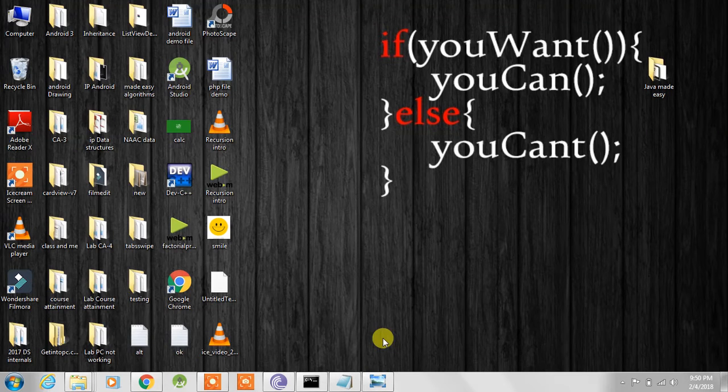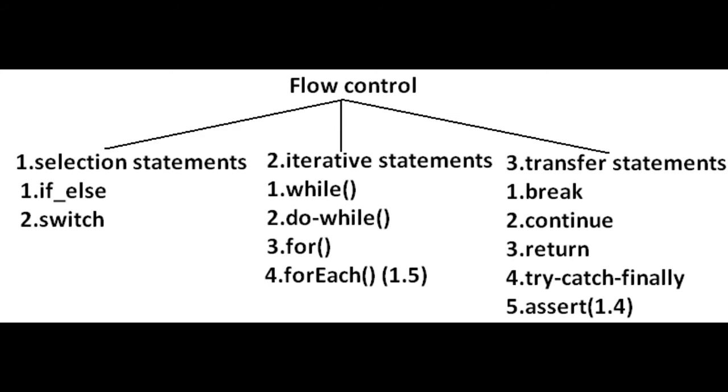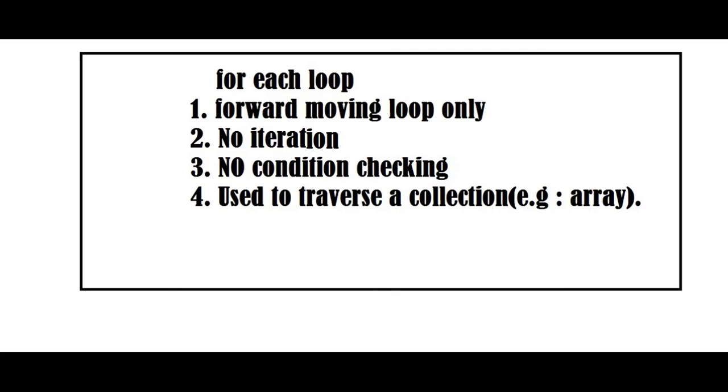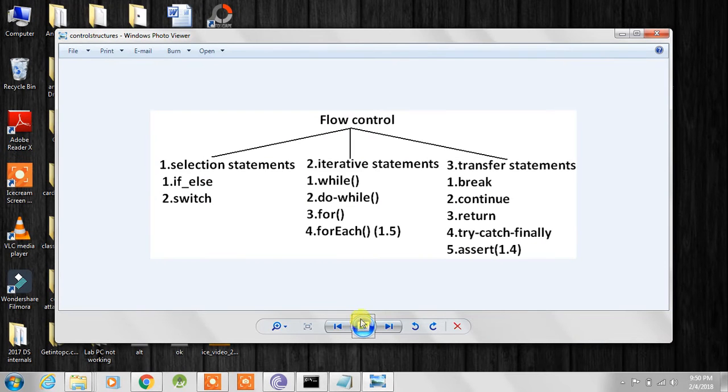Welcome back, guys. The topic is control structures. As we know, in C++, there are three types of control structures: branching, looping, and jumping. And in Java, same thing, that is selection statements, iterative statements, and transfer statements. Selection statements, as we know, are if else, nested if, ladder if, and switch.